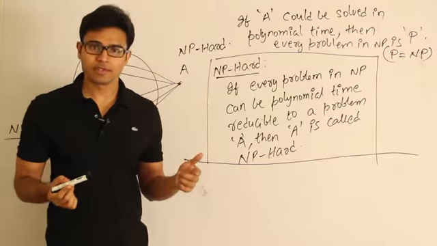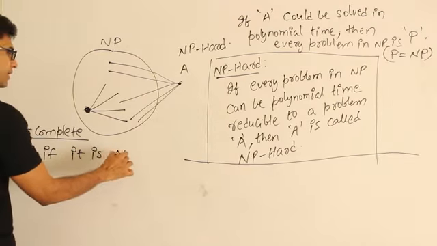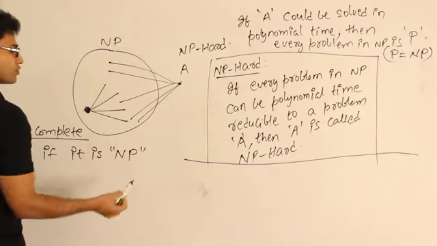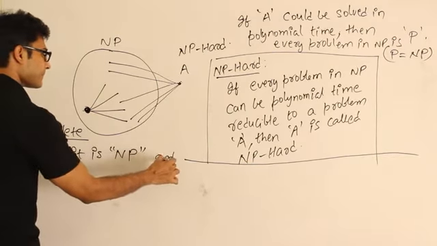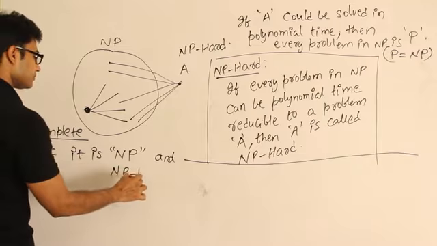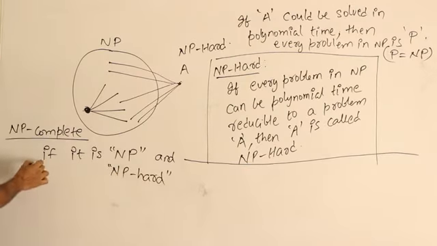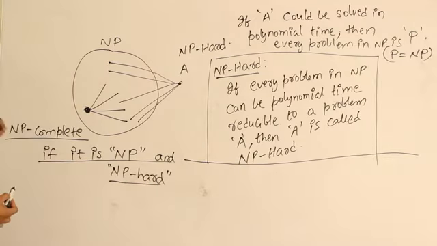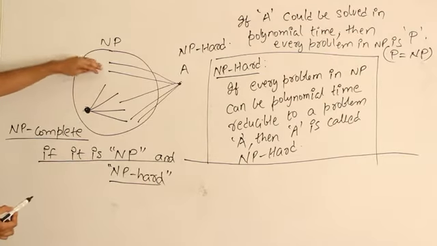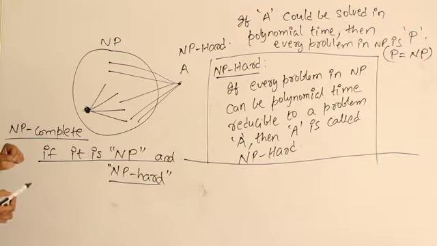So a problem is said to be NP complete if it is in NP, which means there should be a polynomial time verification algorithm, and it is NP hard. Got it? So if a problem is in NP and every problem can be converted to it, then we call that problem NP complete.